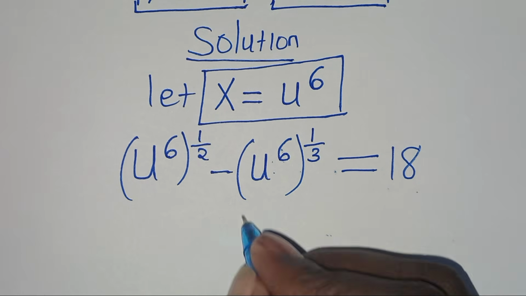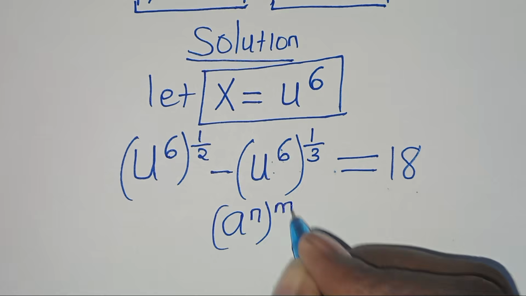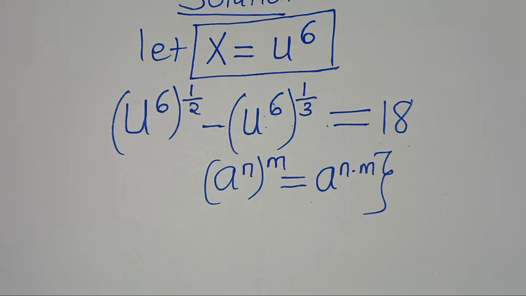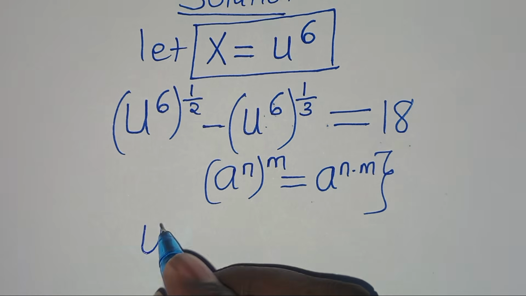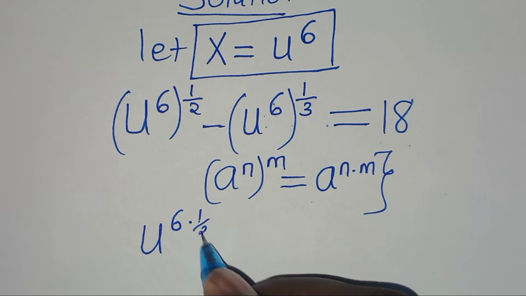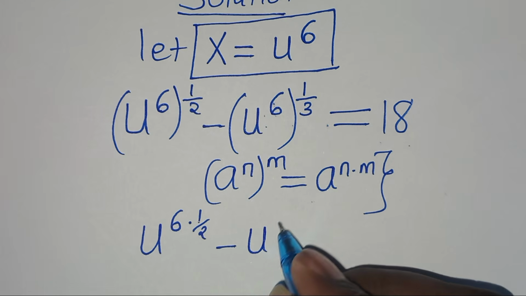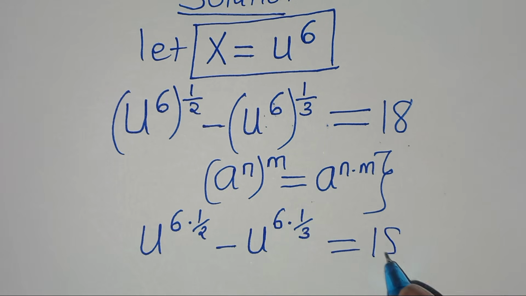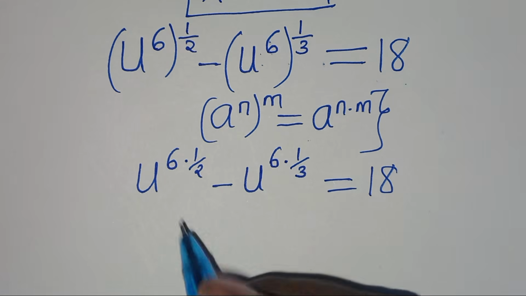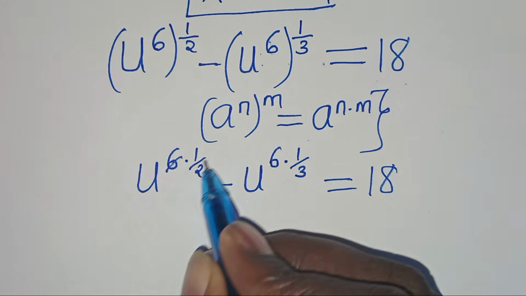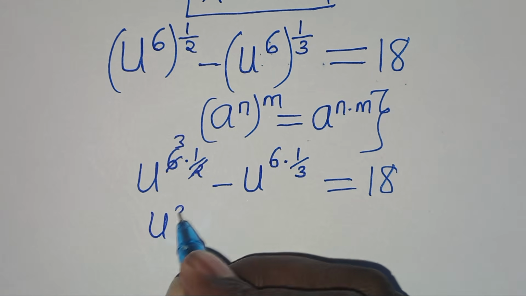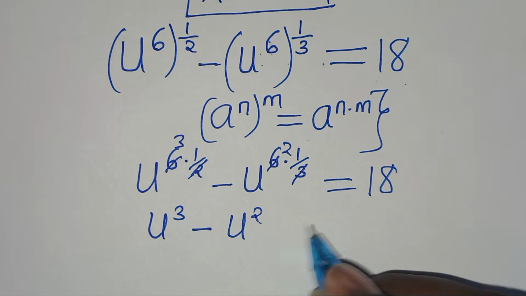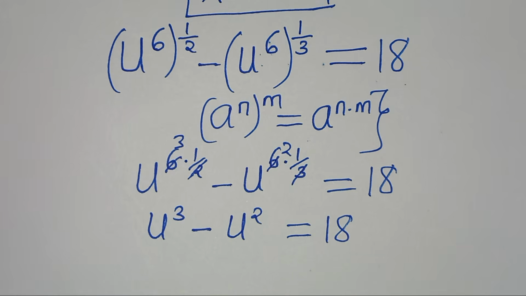Now, this is in the form of a to the power of n raised to the power of m, which we can express as a to the power of n multiplied by m. Applying this exponent property, we have u to the power of 6 times a half minus u raised to the power of 6 times 1 over 3. This is equal to 18. So from here, let's simplify. 6 divided by 2, this is 3. So we have u to the power of 3 minus 6 divided by 3, this is 2. So we have u to the power of 2. This is equal to 18.